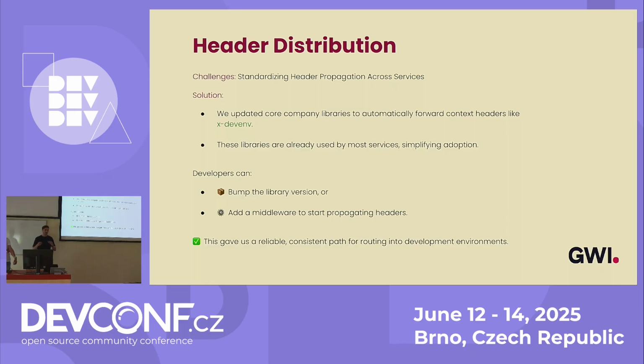So what the developers needed to do was only bump the library version they were using and redeploy their applications. Or in the worst case, they had to add a separate middleware to start propagating these headers. This gave us a consistent way to route traffic into the development environments, and it was the only change needed from the code side.